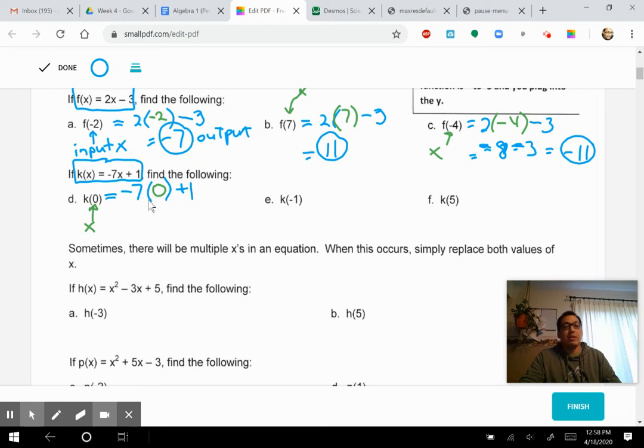So negative 7 times 0, well, okay, that one's pretty easy, right? Anything times 0 is 0. So we get 0 plus 1 is just 1. That's our output. And if you don't like me circling these things, just send me a comment. Let me know. How about k of negative 1? Same function, just negative 1 now instead is our x instead of 0.